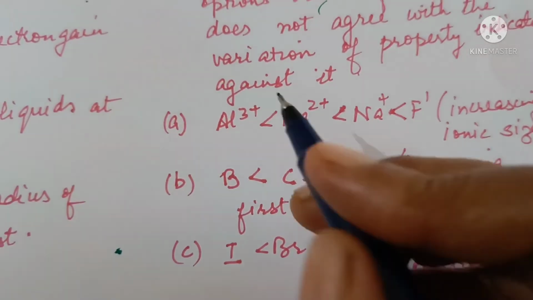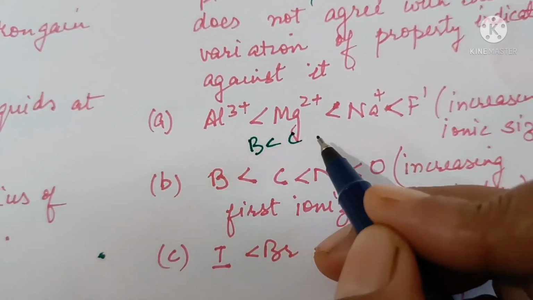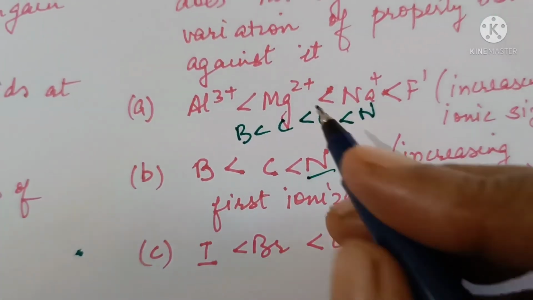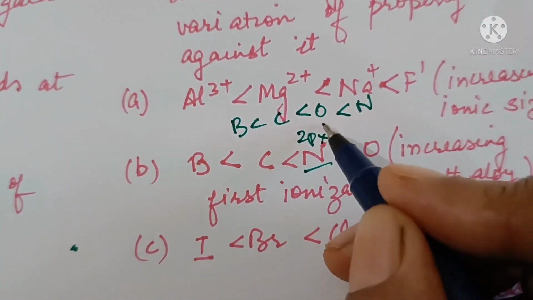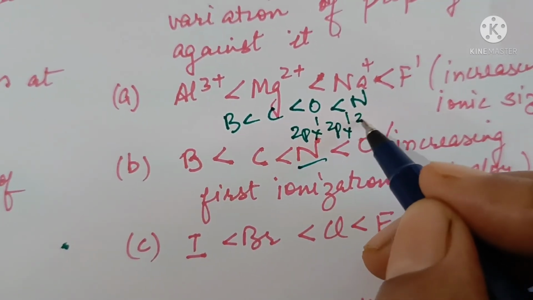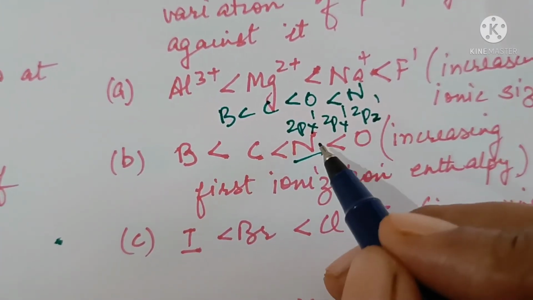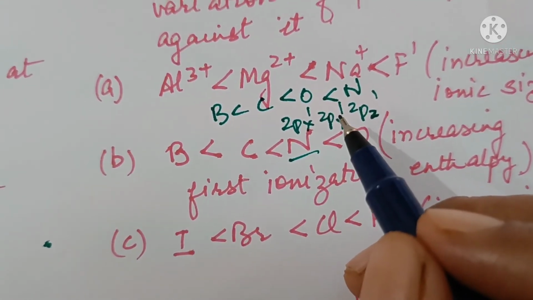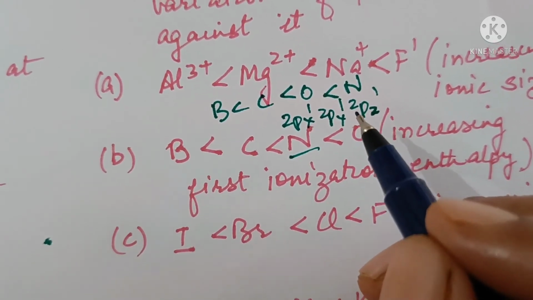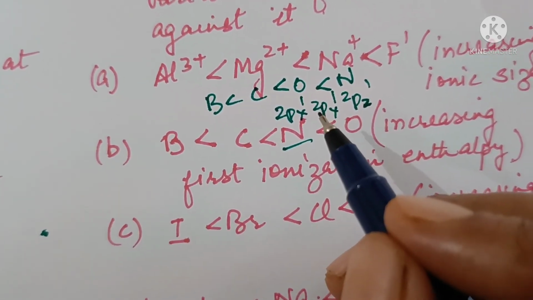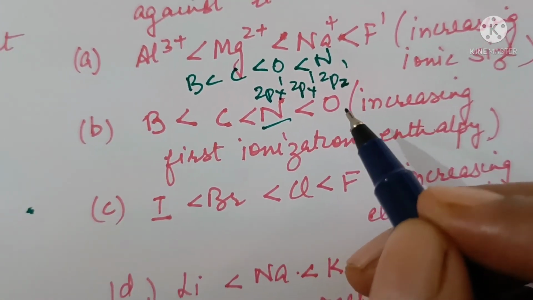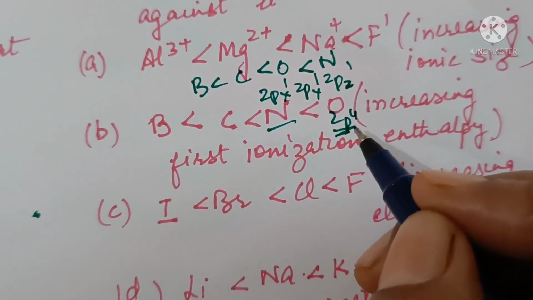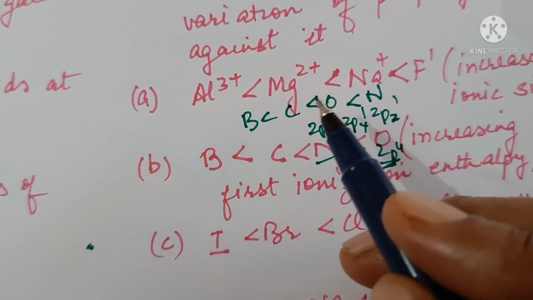No, not true. It should be boron less than carbon, less than oxygen, less than nitrogen, because nitrogen has configuration 2px1, 2py1, 2pz1, which is exactly half filled. So electron to be removed from exactly half filled stable configuration is difficult. So first ionization enthalpy for nitrogen will be more than that of oxygen, which is 2p4. By losing one electron, it acquires a stable 2p3 configuration. So this should be the order.